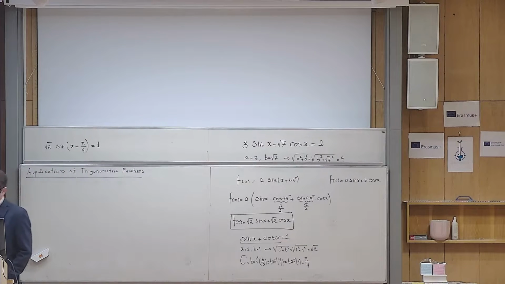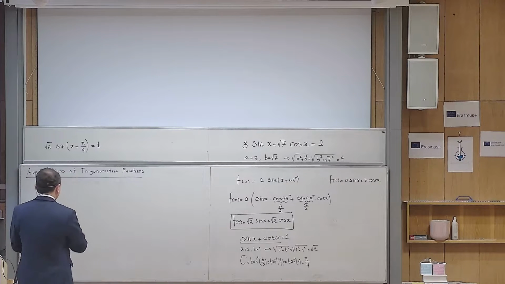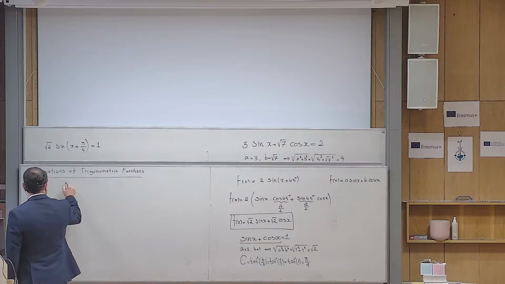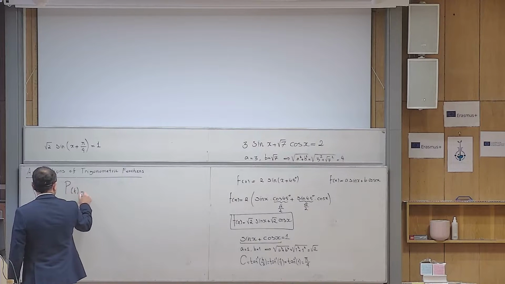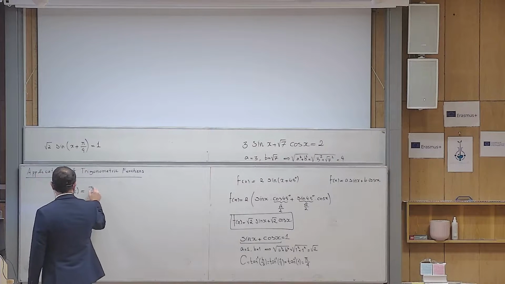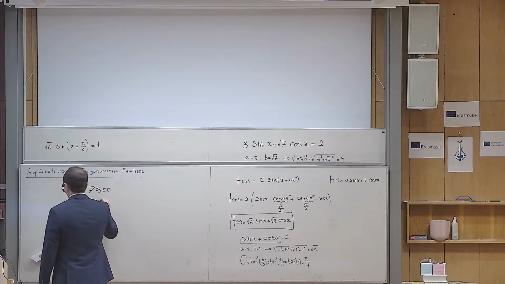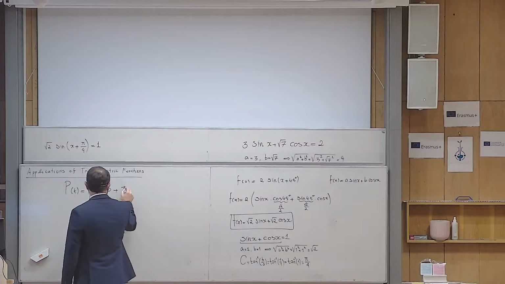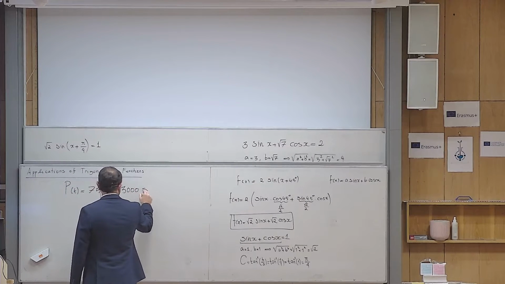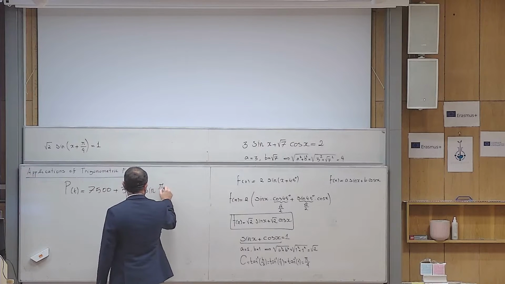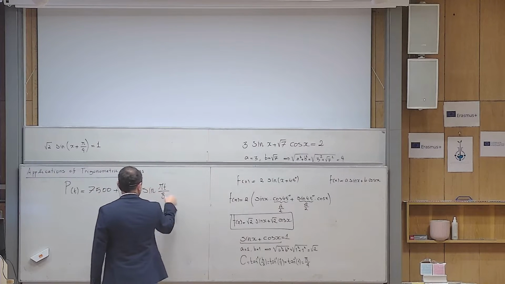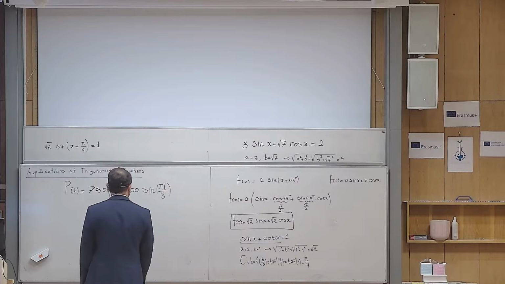So what is the initial population? How should I solve that problem? If you don't mind, let me write the model here. P(t) is equal to 7,500 plus 3,000 multiplied by sine of πt over 8. It is already indicating that we are supposed to work in radians.